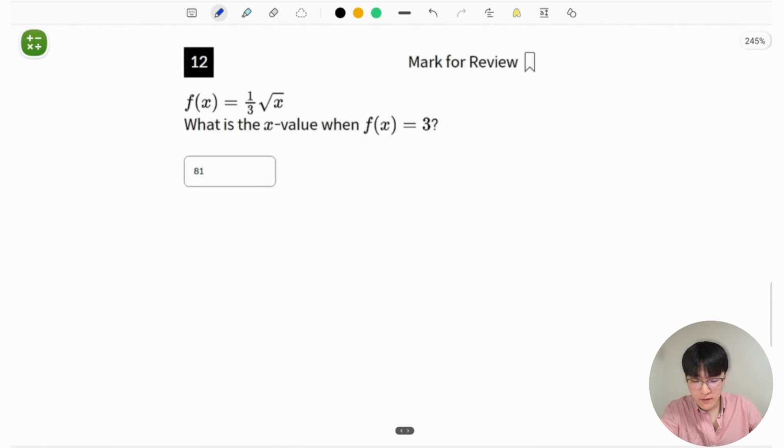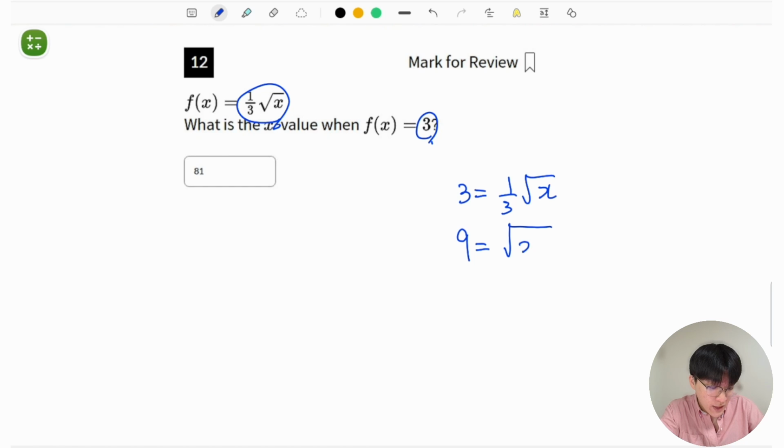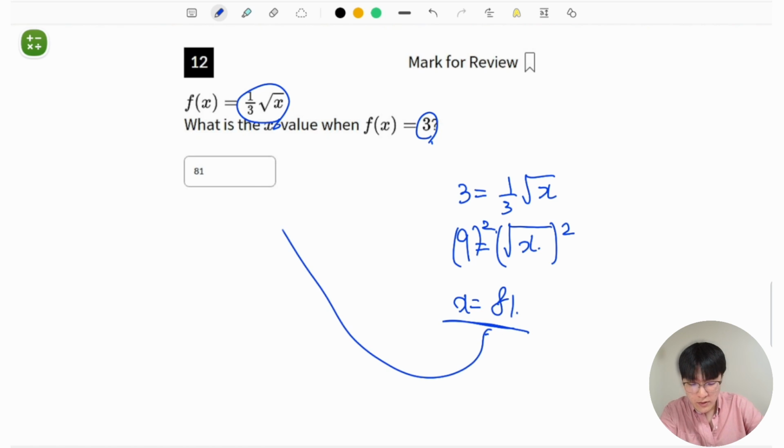Question number 12. f(x) is equal to 1 over 3 square root of x. What is the x value when f(x) is equal to 3? So if we equate 3 with this equation, we get 3 is equal to 1 over 3 root x. Multiply both sides by 3, then we get 9 is equal to square root x. Square both sides, then we get x is equal to 81. And therefore, the answer is 81.